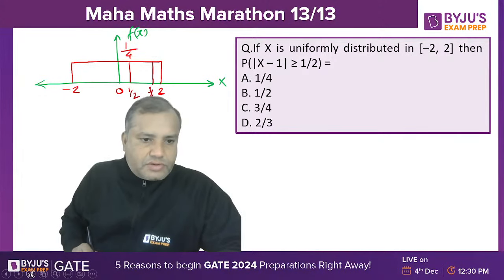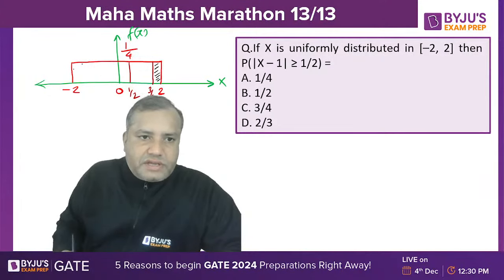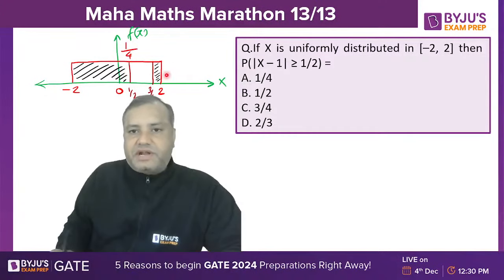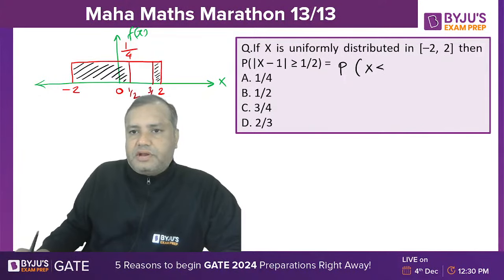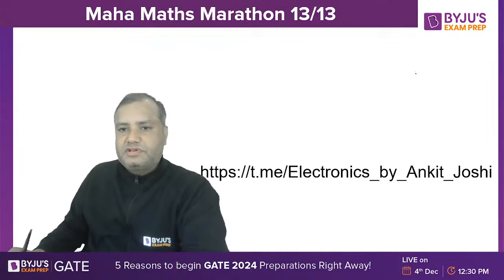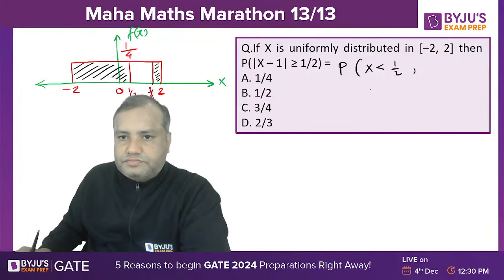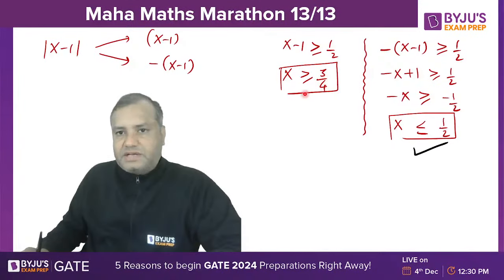X greater than or equal to 3 by 2 means this area, and x less than 1 by 2 means this area. So students, this shaded region is our answer. How are we going to proceed? What we want is x less than 1 by 2, comma, x greater than 3 by 2.